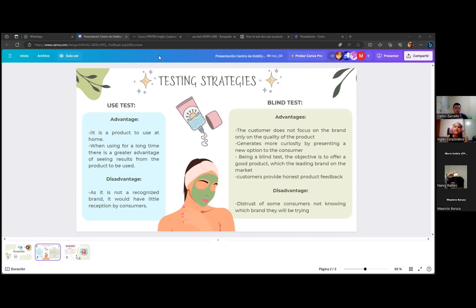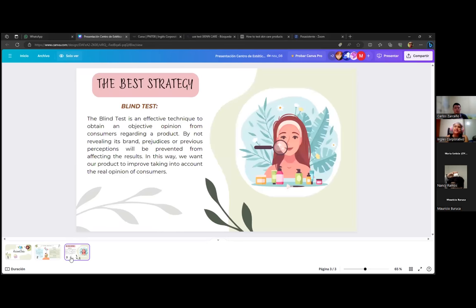Okay. Good description of the testing strategies. Do you have more information to share? What is the best? Yes. Oh, the best. Okay. Yes.